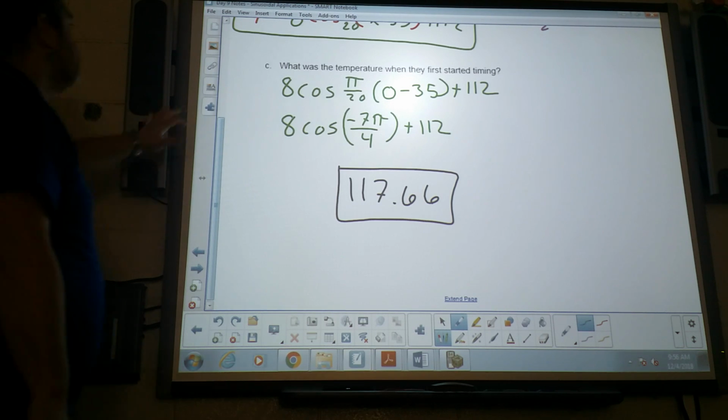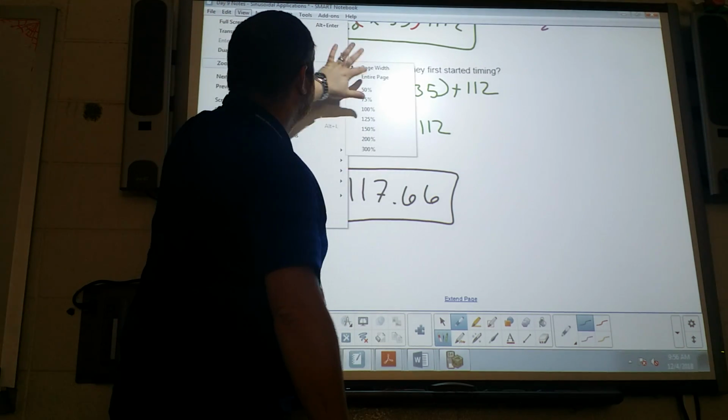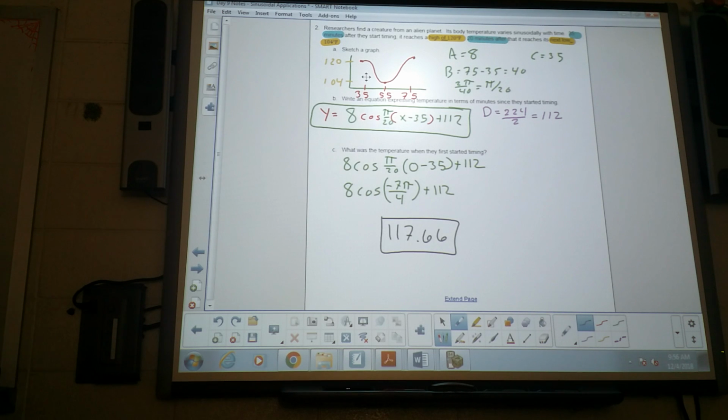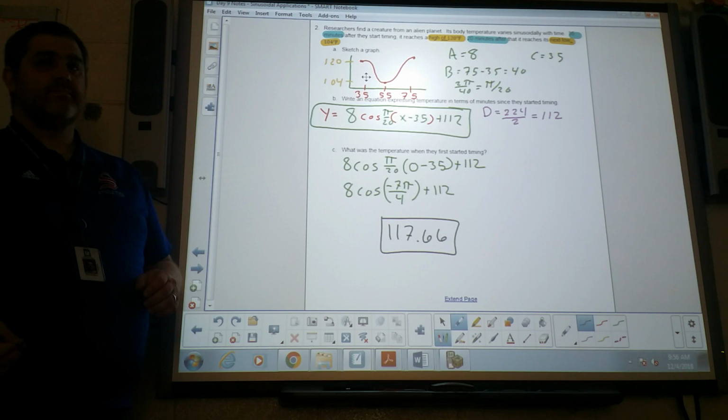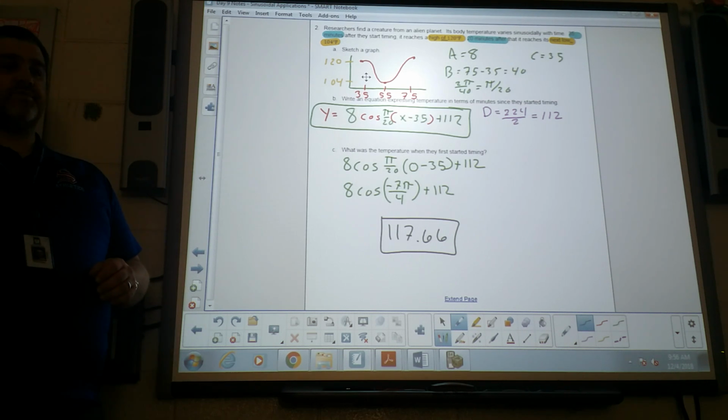Any questions on problem 2? Either the graph or the equation or the evaluate piece. That 0 was because Evan noticed when it said they started timing, so our time would be 0 when they started timing. Last chance for questions before I move on to problem 3.